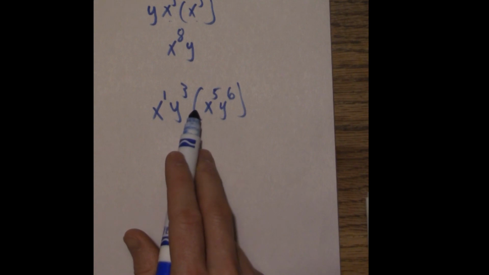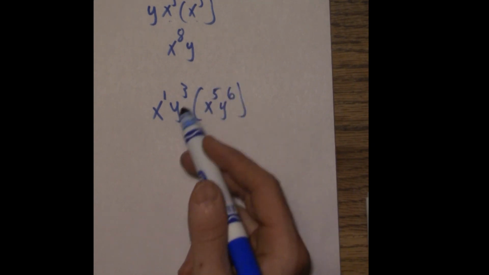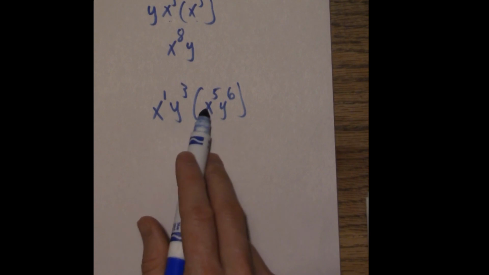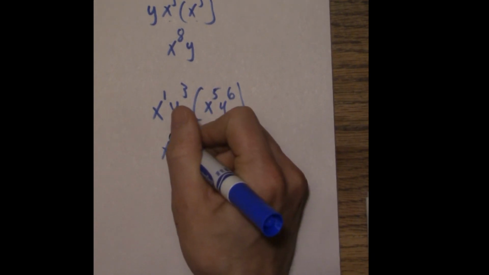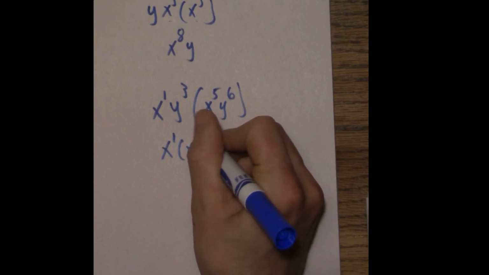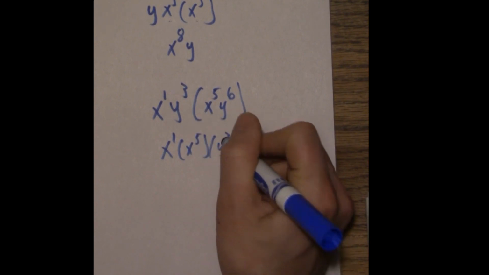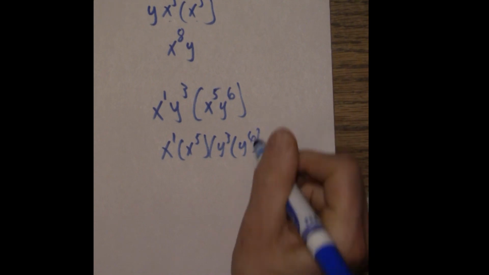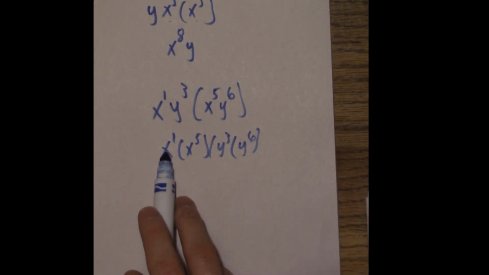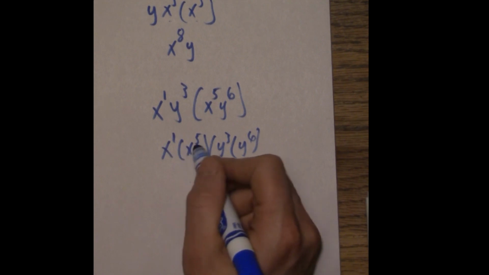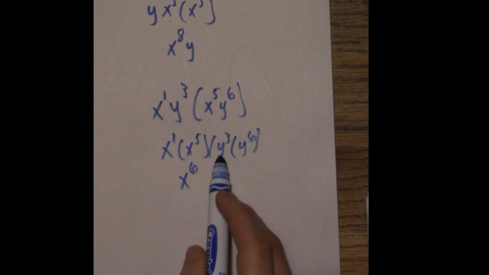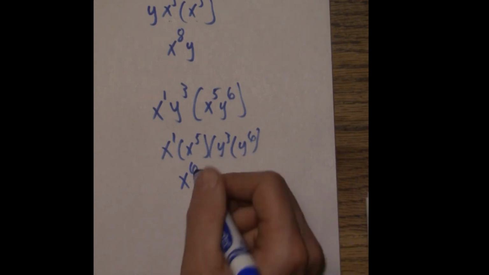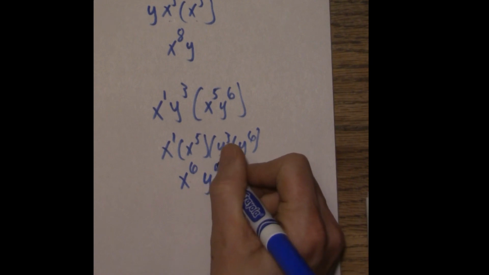If we wanted to rearrange them all, we could, but we don't need to. But if you wanted to, you could write it like this, using the commutative property. Since this is multiplication, we could just switch these things around. And so this would be x to the 1st times x to the 5th times y to the 3rd times y to the 6th. Then x to the 1st times x to the 5th, using the product rule, we're just going to add their exponents, so that's going to be x to the 6th. And then using the product rule for y to the 3rd times y to the 6th, that's going to give us y to the 9th.